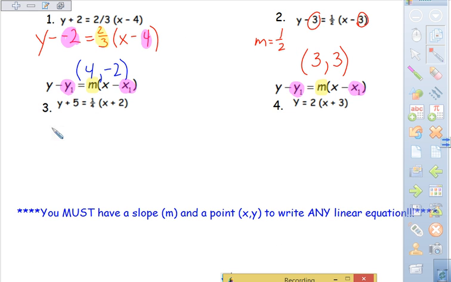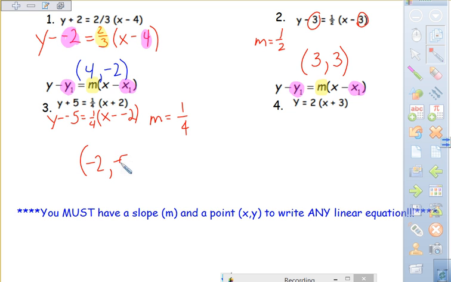Number 3, my slope is 1/4. I want to subtract my x value, so this looks like x minus a negative 2. So my x value is negative 2. And over here, this would be y minus a negative 5. So again, I have to pull out a negative 5. So if the signs show plus, when you pull them out, they will become negative, because the original formula shows subtraction.